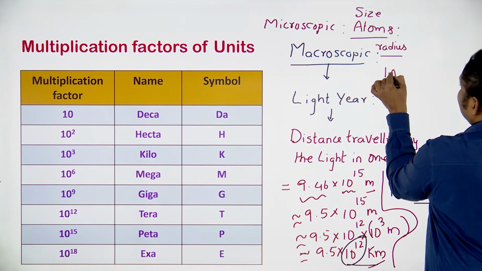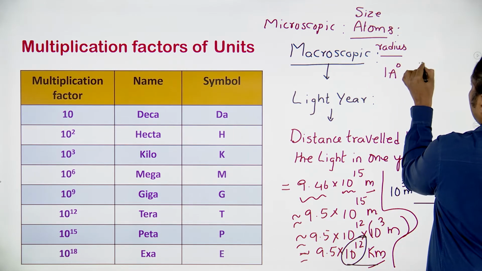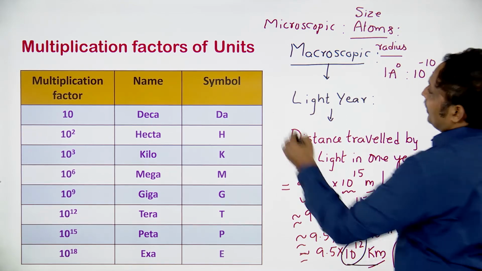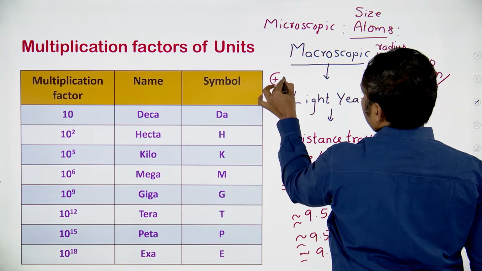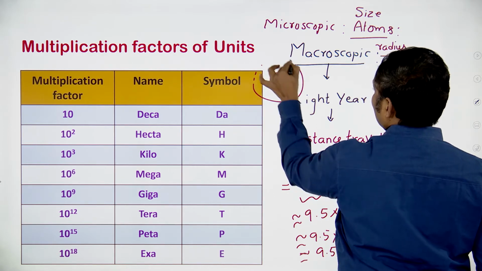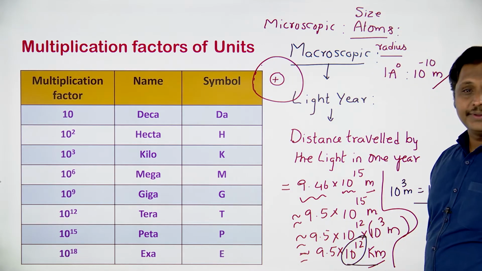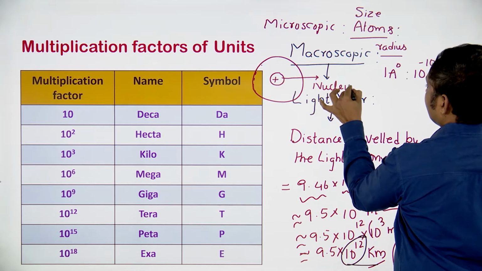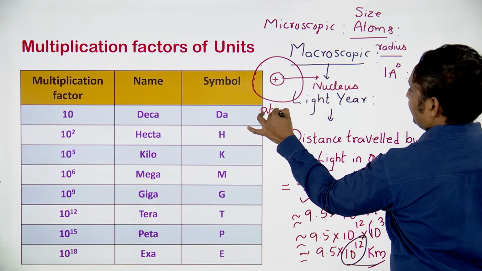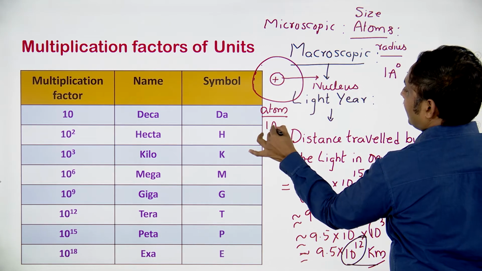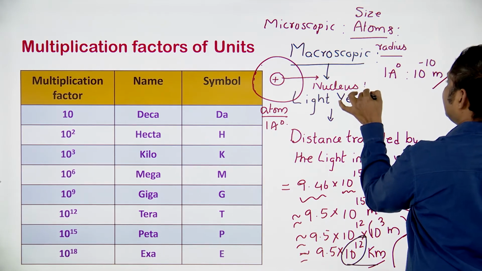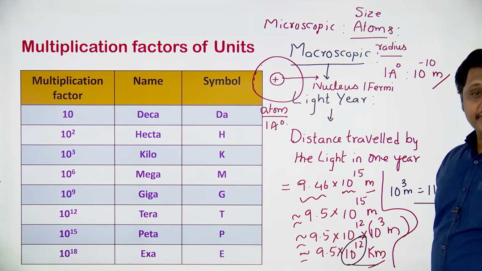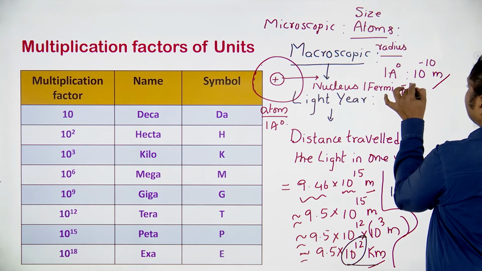So, 1 angstrom unit, you have to represent with 10 power minus 10 meter. If you look into the atom, you have to identify that this is the nucleus, this is going to be the atom. You will get angstrom units. If you are going to get 1 Fermi, you have to represent that as 10 power minus 15 meter.